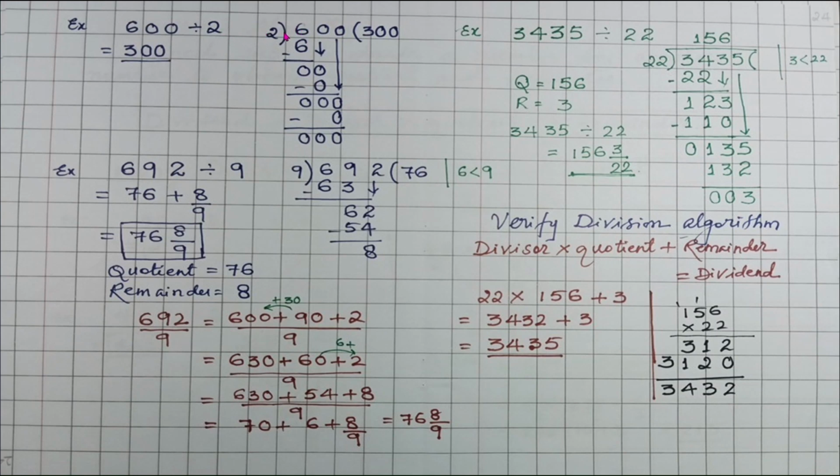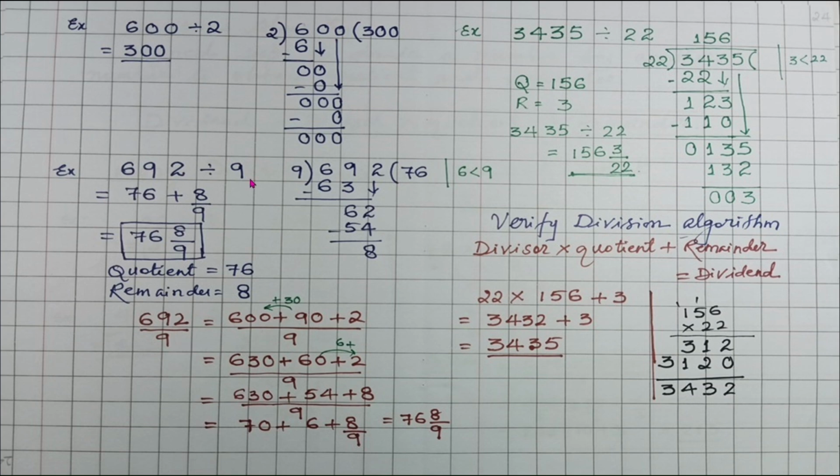Now I want to divide 600 by 2. Now 6 is greater than 2, 2 3s are 6, 6 minus 6 is 0, bring 0 down, 2 zeros are 0, then 0 minus 0, bring 0 down, 2 zeros are 0, that means the remainder is 0, the quotient is 300, the dividend is 600, the divisor is 2, therefore 600 divided by 2 is 300, which you have to remember as the method of division.